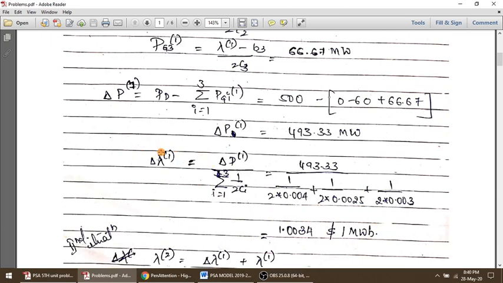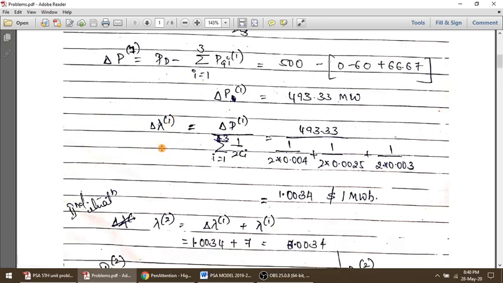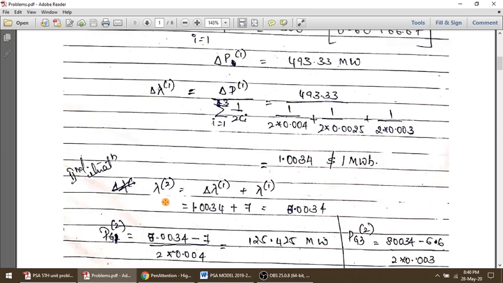This is the change in the lambda value desired so that delta P reduces to 0. I'll repeat, delta lambda of 1 will be the change in lambda of 1 desired to make delta P of 1 equal to 0, or approximately 0. So now using this delta lambda we will update the lambda value. When we add this value to the previous value we get the lambda value for the next iteration. So lambda k plus 1 is equal to lambda k plus delta lambda k. This is how we update the lambda value for the second iteration.